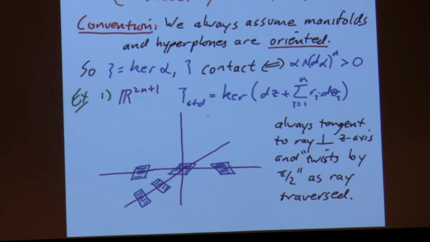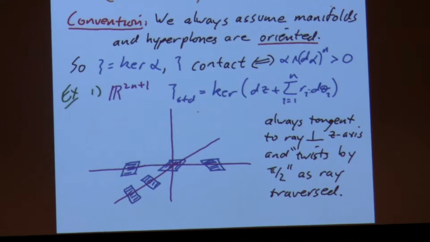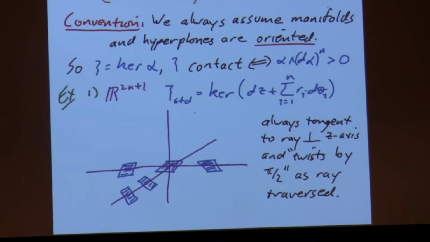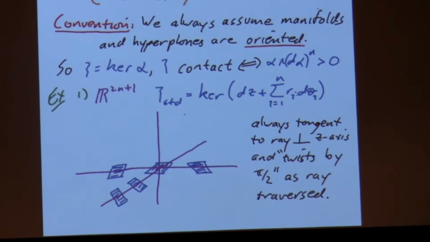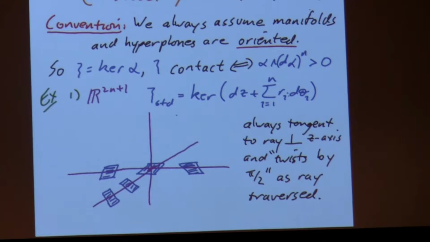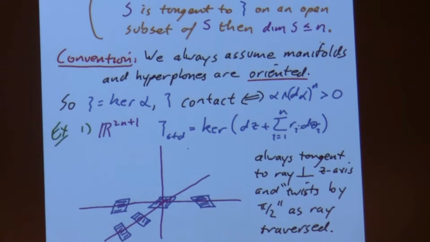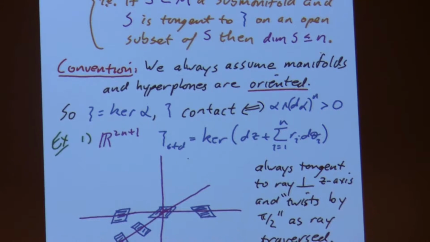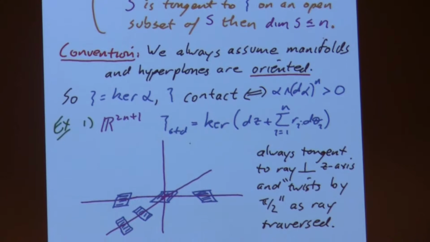But in some situations, there are examples of hyperplane fields where you can't find anything of a bigger dimension. So if you have a 2n-dimensional hyperplane in a 2n plus 1-dimensional manifold, any submanifold of dimension bigger than n will never be tangent to that hyperplane on an open subset. So that's what maximally non-integrable means. It's as non-integrable as it can be. It can't be completely non-integrable, but it's as non-integrable as it can be.